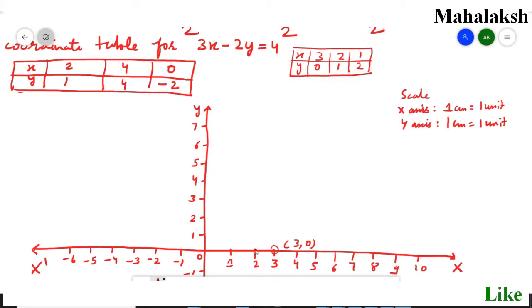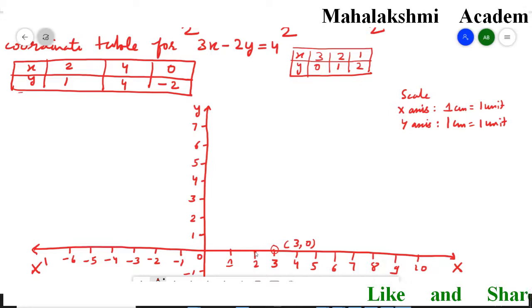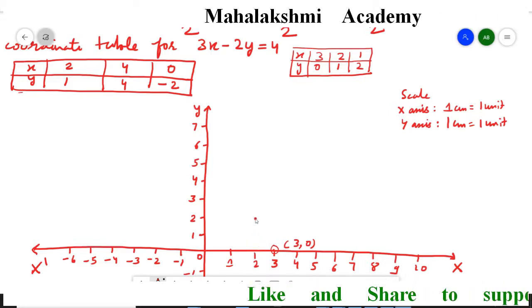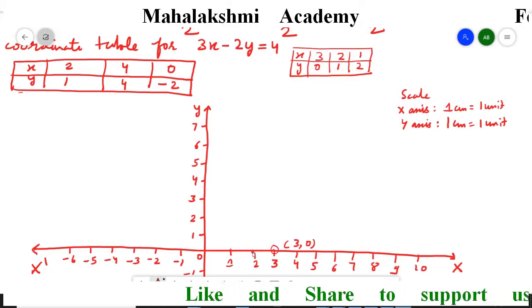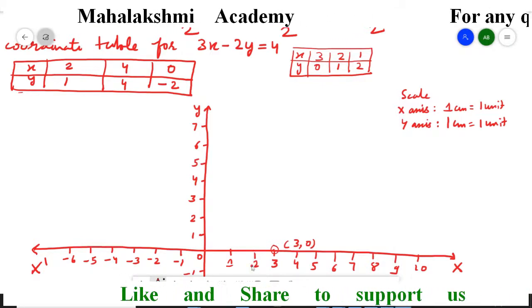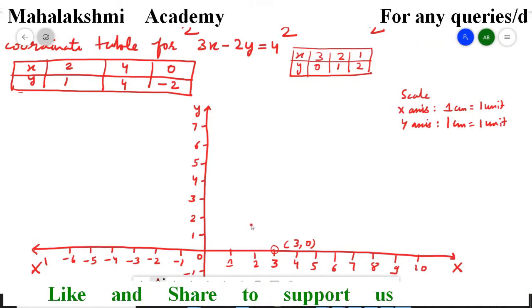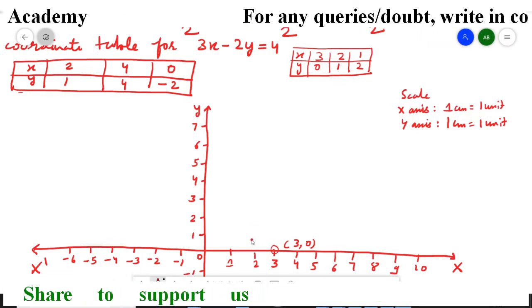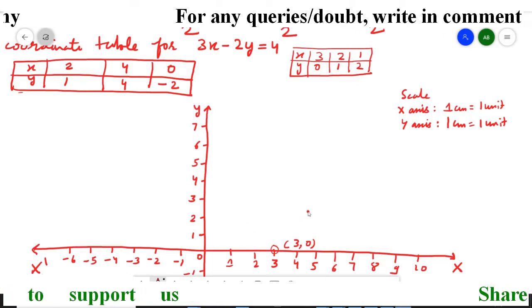So how did I go? First to the x-axis, that is x equal to 2. Then since y is positive 1, I went in the forward direction. If y is negative, then we have to move in the back direction. Since y is 1, up to 1 you have to move. So like this you have to move. So it's going to be here. So we have to locate it.